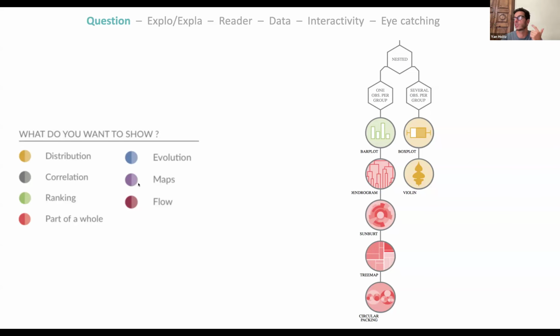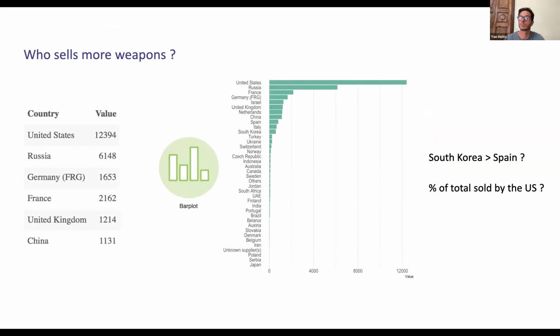And so on. Purple is going to be for maps, and the dark red is going to be for flow, and so on. So let's go back to our example. Here we've got this data set about weapons, and we've seen that we can make a bar plot. Bar plot is the green color. It's very useful for ranking.